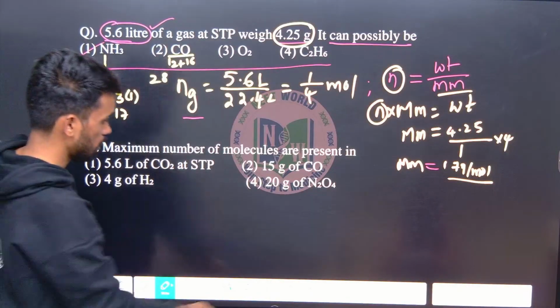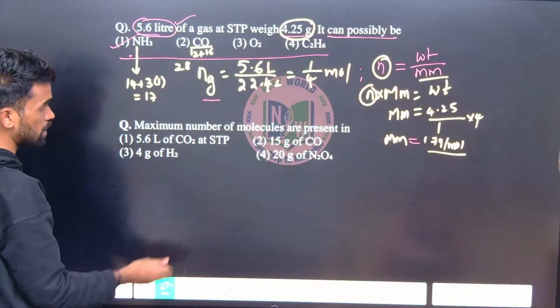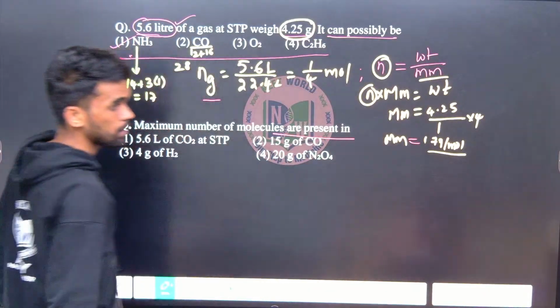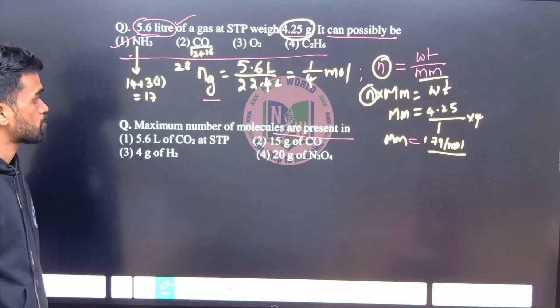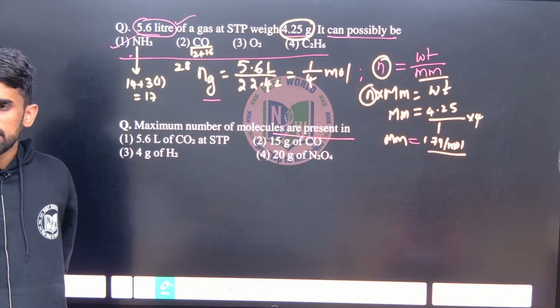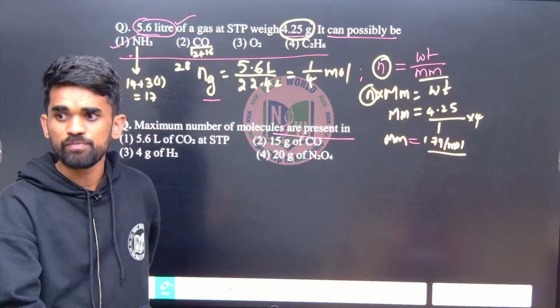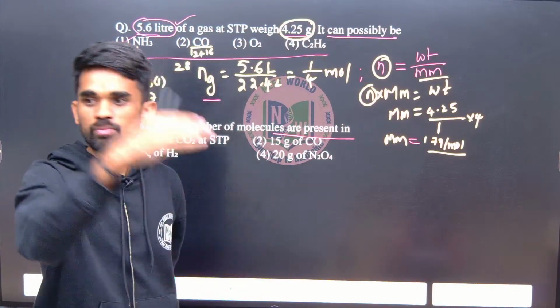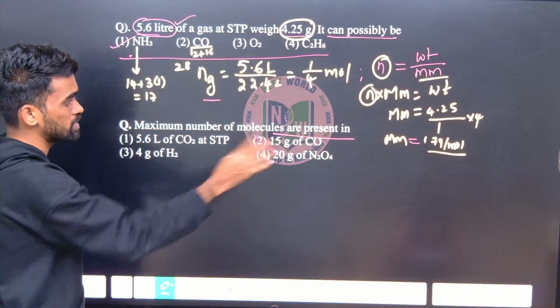Yes. Okay, next. Do this. Maximum number of molecules present in. So first what we need to know here, if it is 1 mole, all of them have same number of molecules. If more number of moles, more number of molecules. So just find the number of moles in all of these cases.